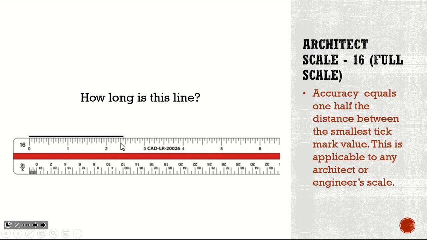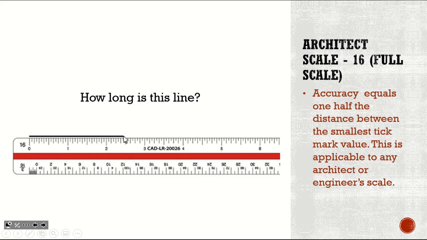So 3 eighths. How many sixteenths is 3 eighths? That is 6 sixteenths, right? That's 7 sixteenths. This is 8 sixteenths. Okay? So it's between 7 sixteenths and 8 sixteenths. It's actually overhanging between here and here.